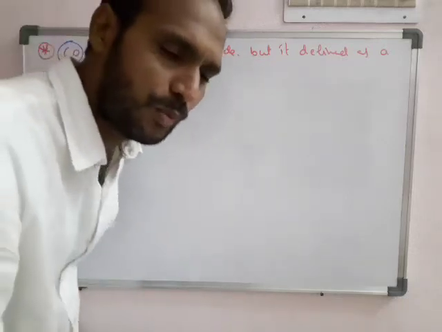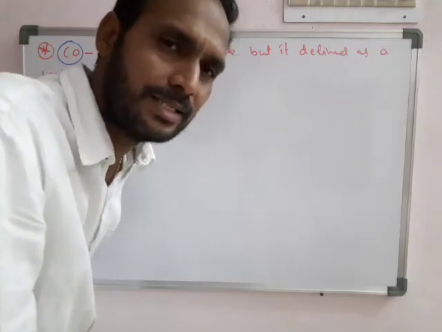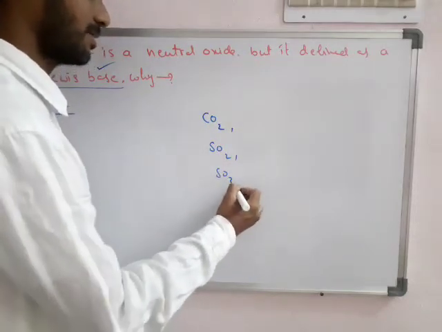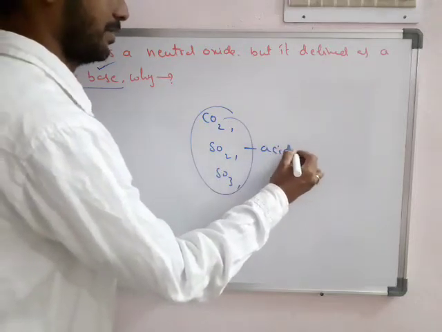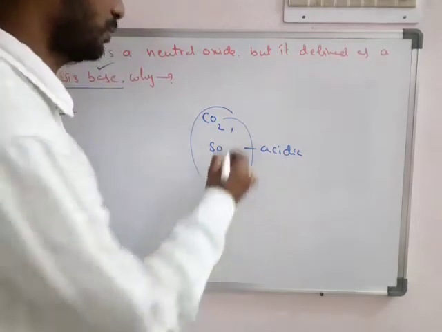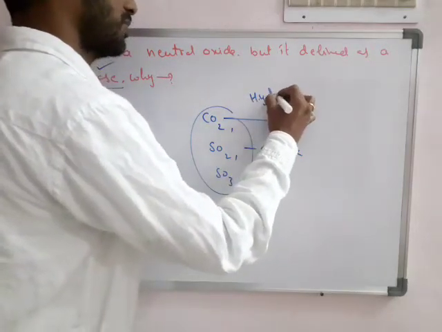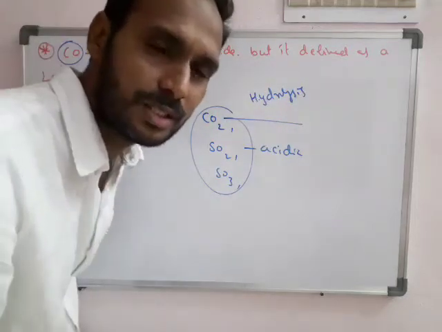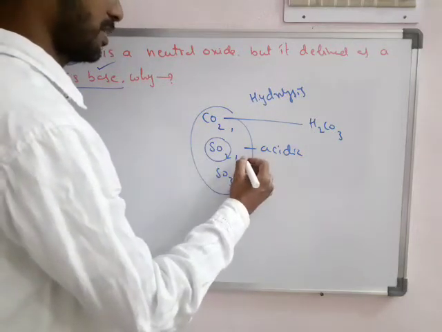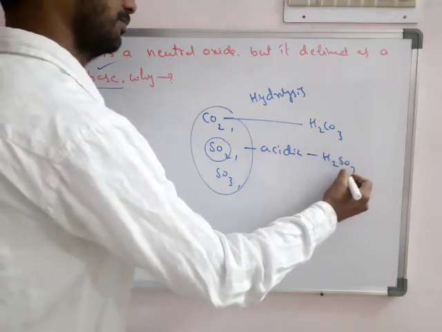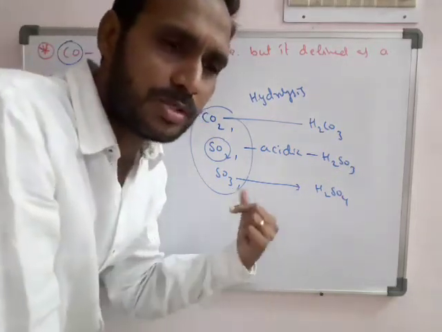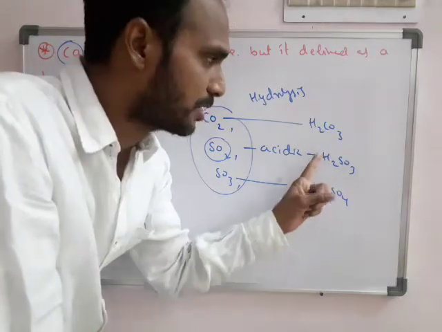Why are we discussing carbon monoxide separately? If you know the carbon oxides, carbon dioxide, and sulfur oxides, sulfur dioxide and sulfur trioxide, all these oxides are generally acidic. On hydrolysis, which means combining with water, CO2 forms carbonic acid. Sulfur dioxide also forms H2SO3. Sulfur trioxide on hydrolysis forms H2SO4. So these oxides of sulfur and carbon dioxide on hydrolysis form acids.